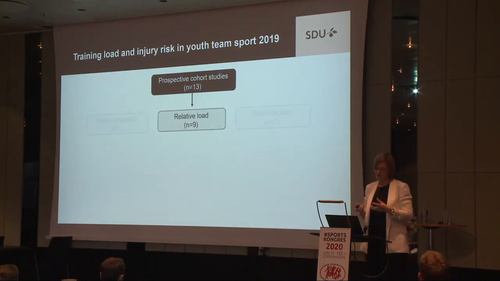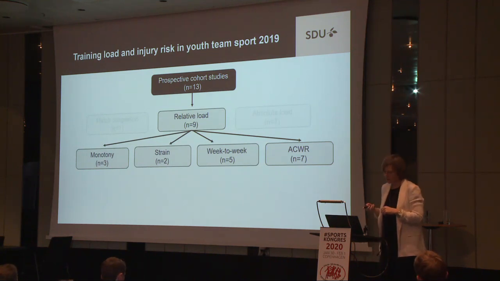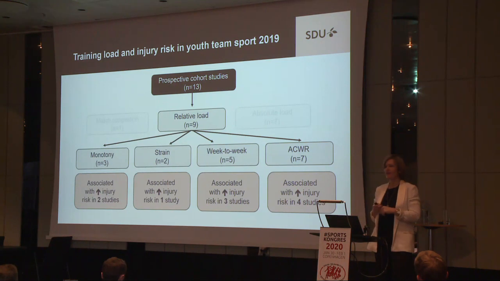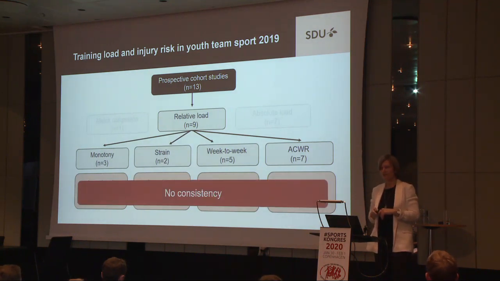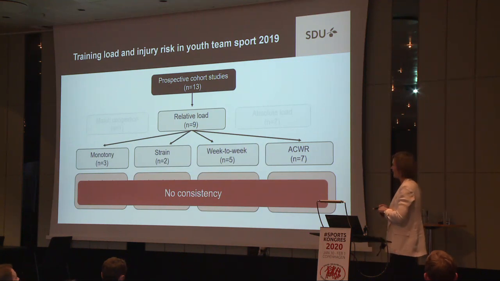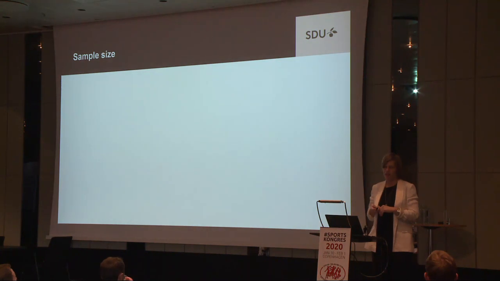And then we have the relative load, as you know, it can be the acute chronic workload ratio, the week to week, and the strain and monotony. Now, just briefly, approximately half of them say there's some kind of association between training load and injury risk in youth. However, as Alan said, there's absolutely no consistency in injury definition, how to define training load, and so forth. And another limitation I think it's important to highlight is the sample size of these studies.